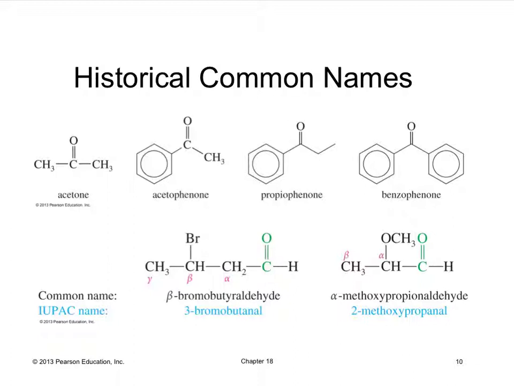Here, the parent is the aldehyde, alpha, beta, gamma, right? So beta-bromobutyraldehyde or 3-bromobutanal. Here is 1, 2, 3, so it's propionaldehyde. At the alpha position is methoxy, or 2-methoxypropanal.